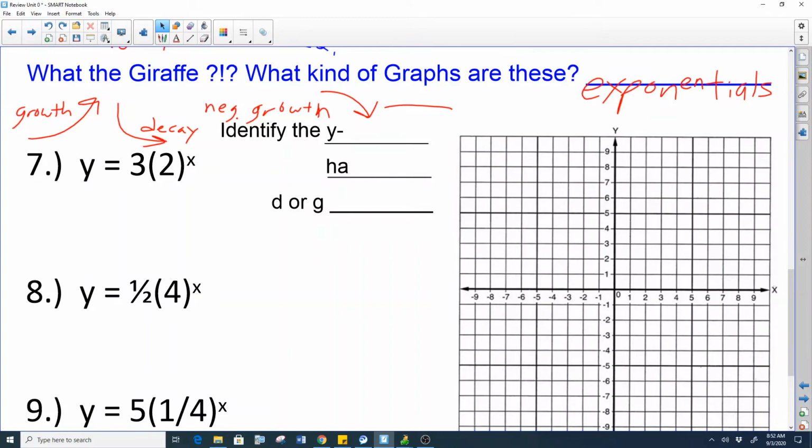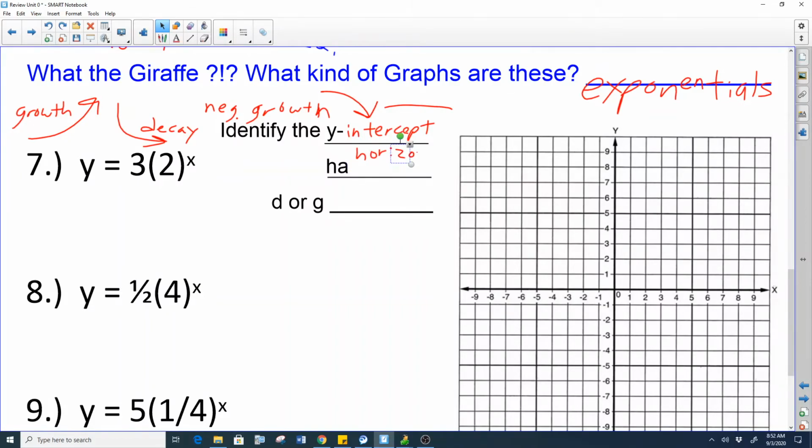Right? Yeah, that was fun. So the Y-intercept. So we're looking for the Y. Identify the Y-intercept. The HA, the ha. What's HA stand for? Write it down, write it down.